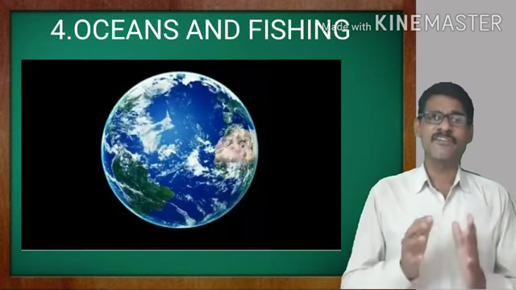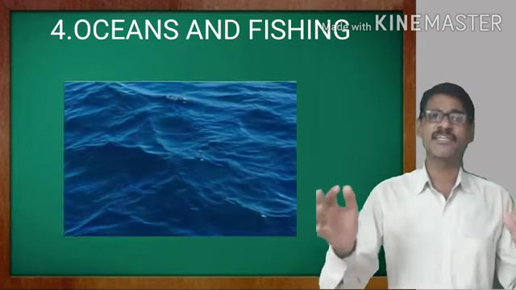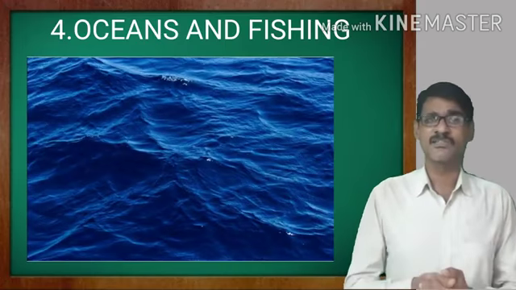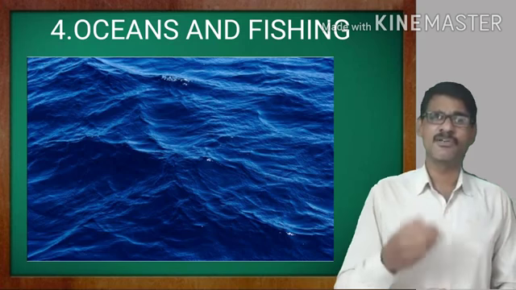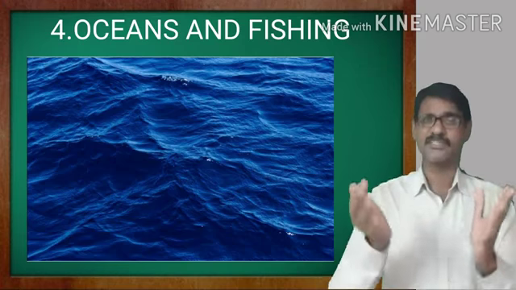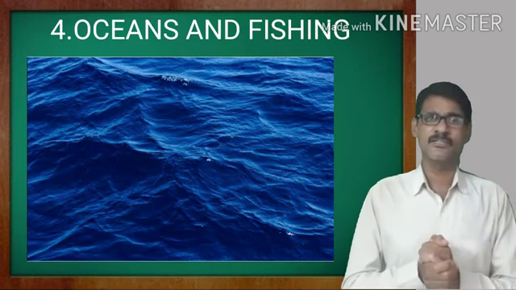So different types of water bodies are present on the Earth's surface. Do you know what the water bodies are? The oceans, seas, ponds, lakes, rivers, these are all water bodies present on the Earth's surface. Am I right? Okay.